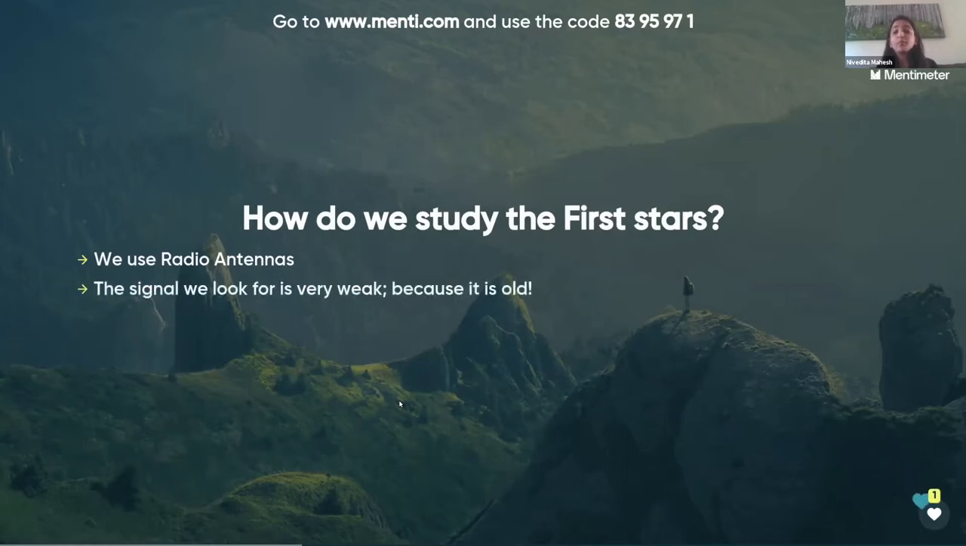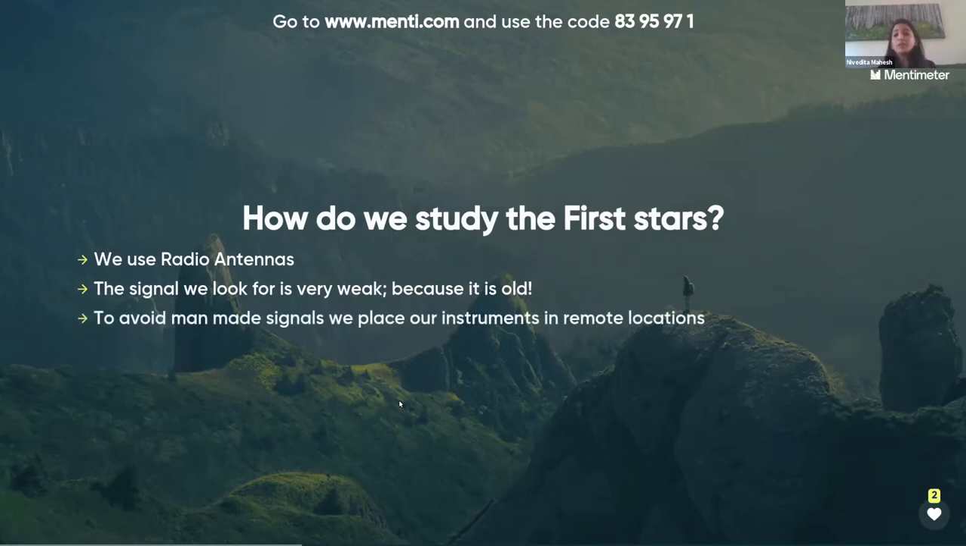Another important thing is the signal is old, right? We're looking for the very signal from the very first stars. The signal is really weak because it's old. It's like looking for a needle in a haystack. So a few things that we need to remember because it's such a weak signal is we need to avoid the man-made signals. I told you we're using the same technology as TV, phone, right? So it's the same frequency. So all your signals from your TV and phone is noise to us.